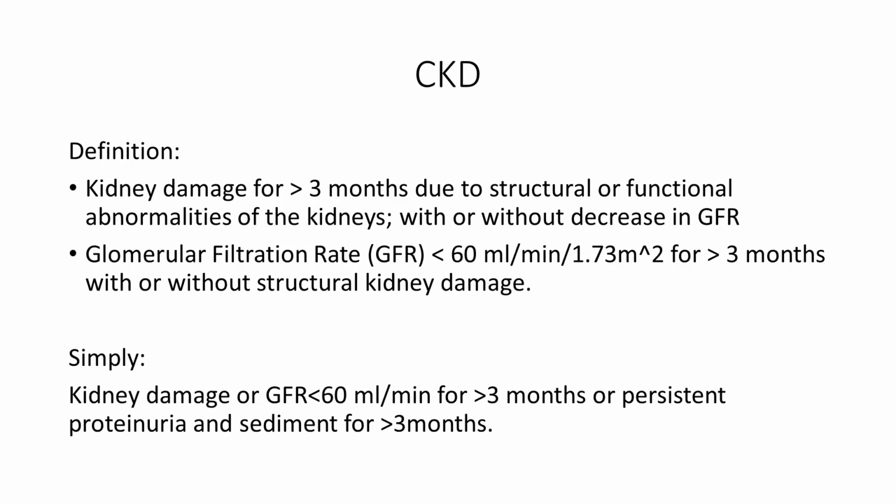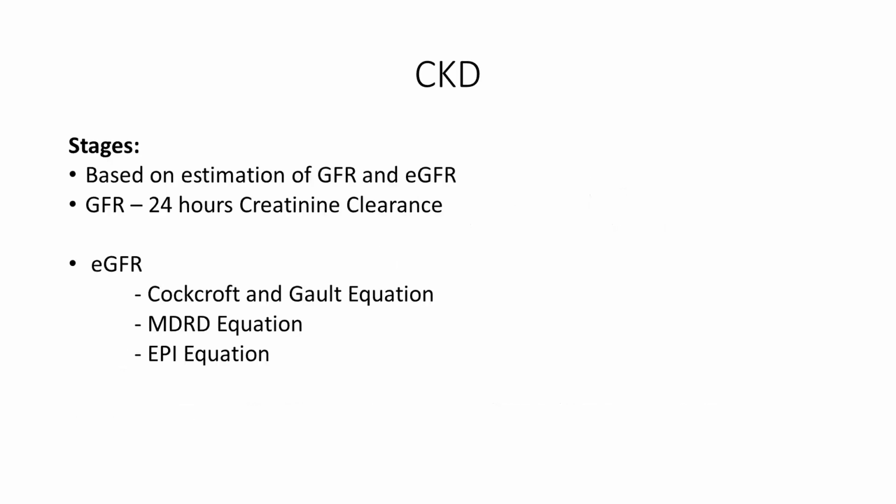Similarly, a patient of nephrotic syndrome, whose nephrotic syndrome is not being resolved and is passing proteinuria and hematuria for more than 3 months, will also be classified as chronic kidney disease. So you have to remember this definition: kidney damage or GFR of less than 60 ml per minute for more than 3 months, or there is a persistent proteinuria and sediment for more than 3 months. I hope the new definitions of acute kidney injury, the referral criteria for acute kidney injury, and the new definition of chronic kidney disease is now well understood.